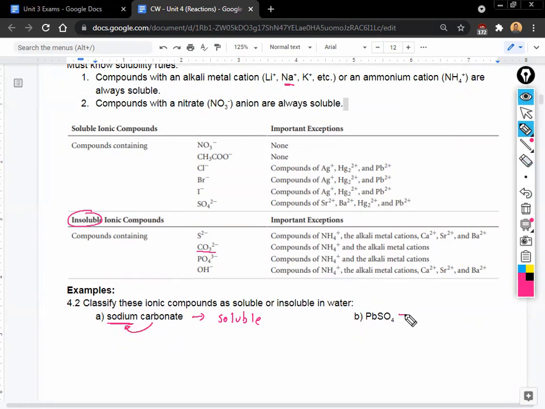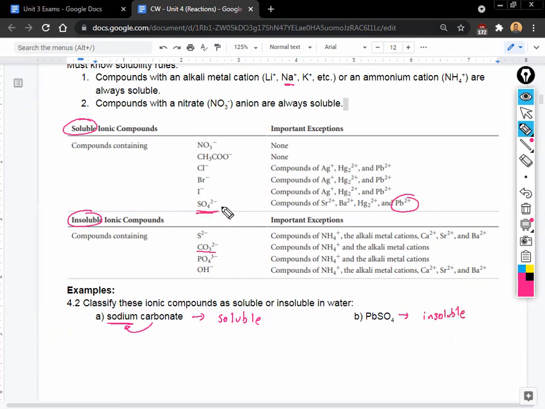The next one is lead sulfate. Who thinks PbSO4 is soluble? Who thinks it's insoluble? Dude, you guys are so good at this. It's amazing. If you take a look at sulfate in the rules, sulfate is usually soluble except when it's bonded with these compounds right here, and lead is one of them. So this is going to be insoluble.